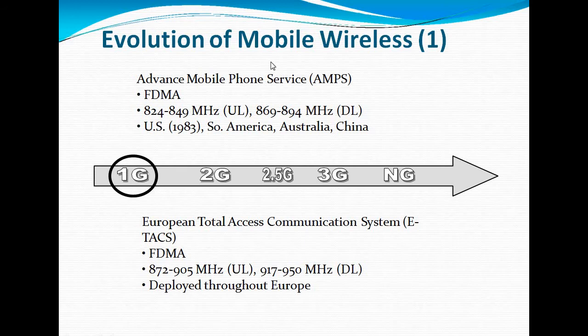So here you can see the evolution of mobile wireless. First, it used FDMA, AMPS, advanced mobile phone services, whose range is 824 to 849 megahertz, or you can say 869 to 894 megahertz, which is shown in the arrow, the first generation of mobile network. It was followed by ETACS, the European Total Access Communication System, which also includes FDMA, with range of 872 to 905 and 917 to 950 megahertz, which is deployed throughout Europe.